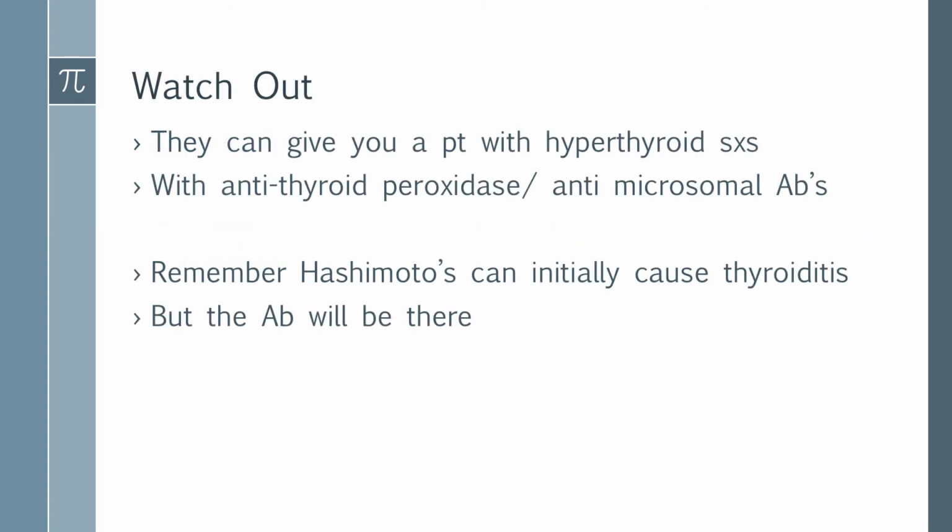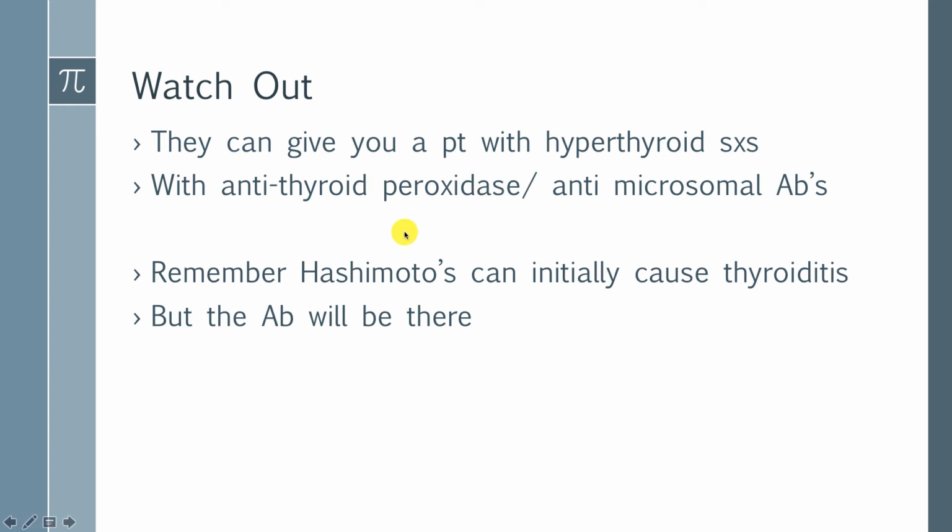Watch out. So remember, Hashimoto's can cause thyroiditis. What is the initial symptom of thyroiditis? Hyperthyroidism, right? They will tell you a patient with hyperthyroidism with these antibodies, anti-thyroid peroxidase, antimicrosomal antibodies, right? So you've got to be like, well, this doesn't make sense. Yes, it can make sense because the initial stage of Hashimoto's can cause thyroiditis, which will cause hyperthyroidism.